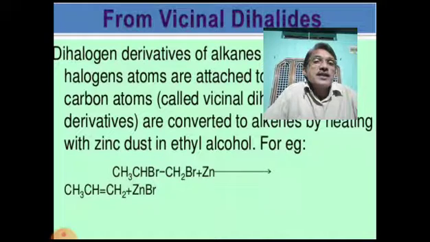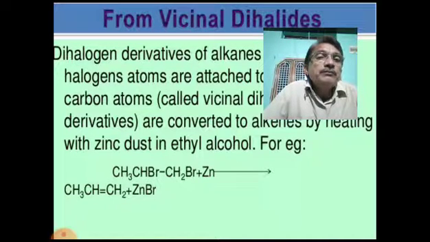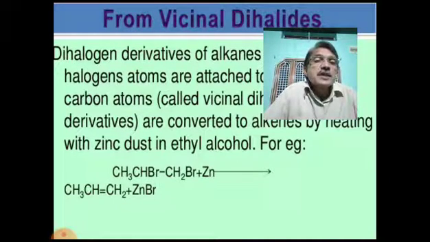Example: CH3CHBr-CH2Br plus zinc dust gives rise to CH3CH=CH2 plus ZnBr2. Wrongly it is written as ZnBr, it is ZnBr2. In this reaction, a vicinal dihalide has been taken.